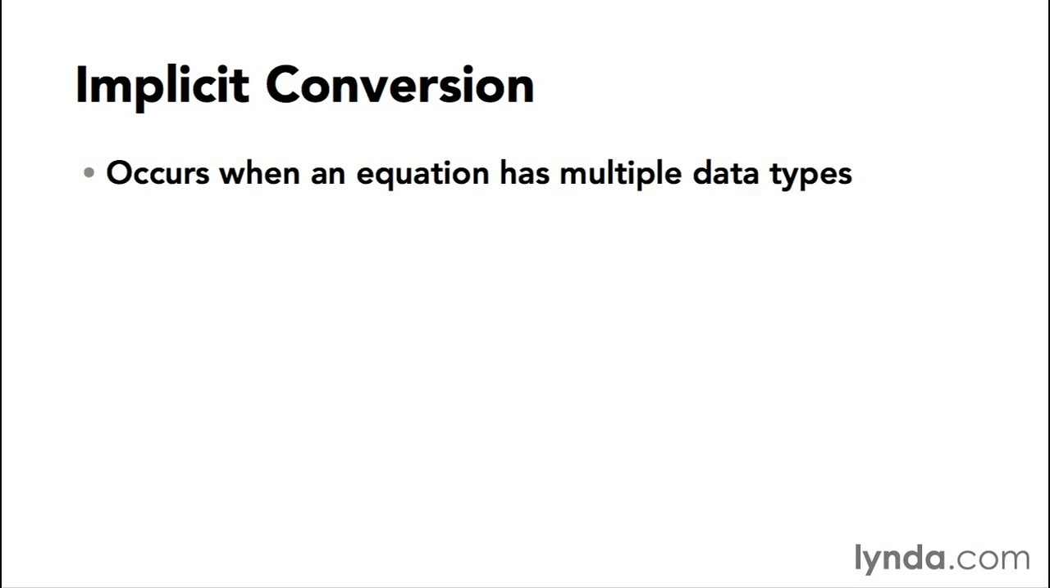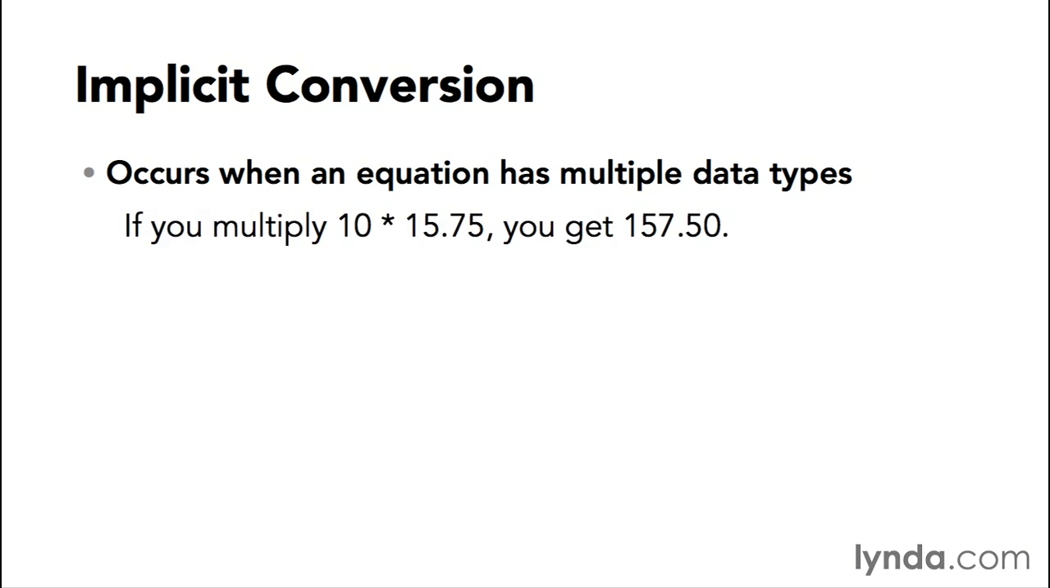An implicit conversion occurs when an equation has more than one data type, such as an integer and a double. The computer must decide which data type to use for the result of the equation. Implicit conversions always use the largest data type from the equation. For example, if you multiply 10 times 15.75, the result should be 157.50. We automatically know that we want to include the fractional portion of our result.